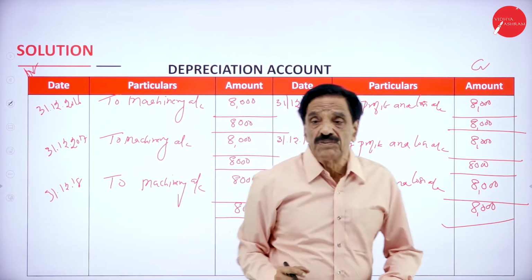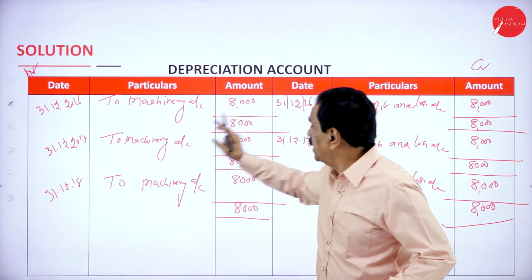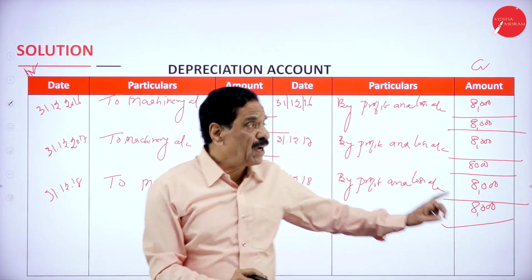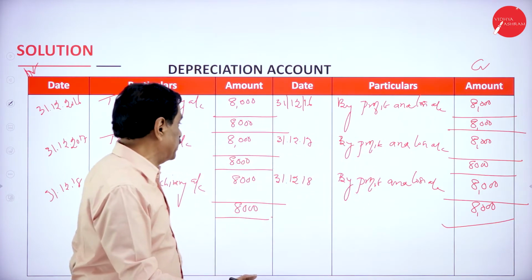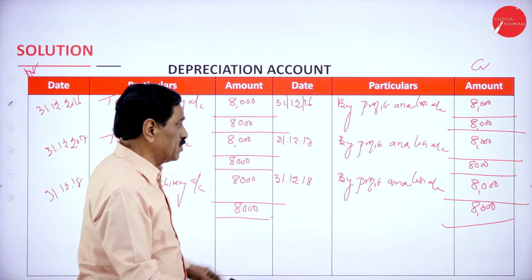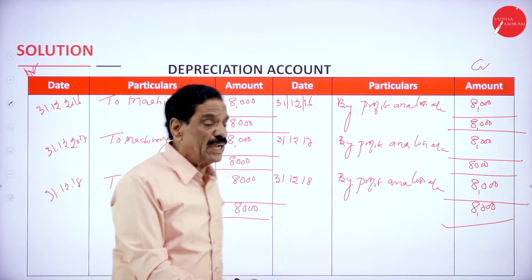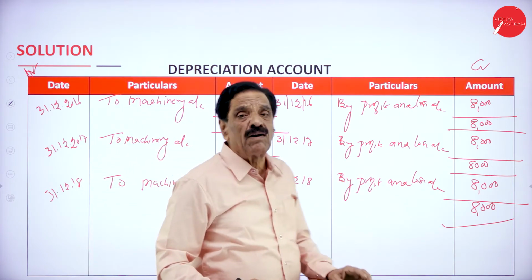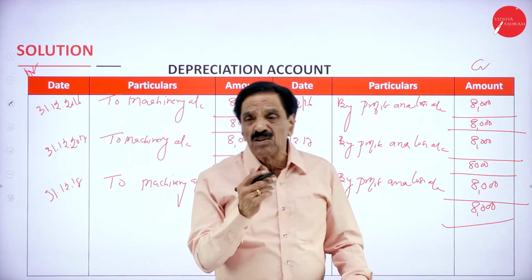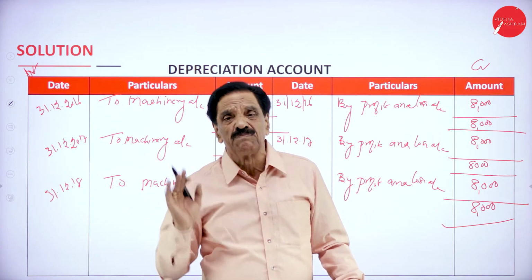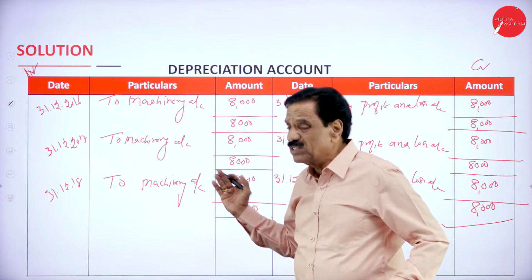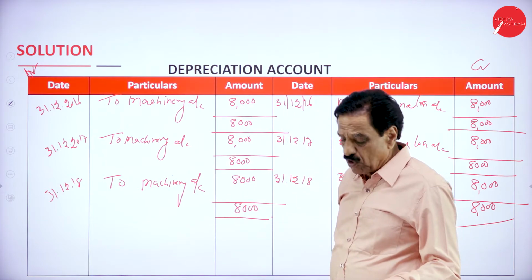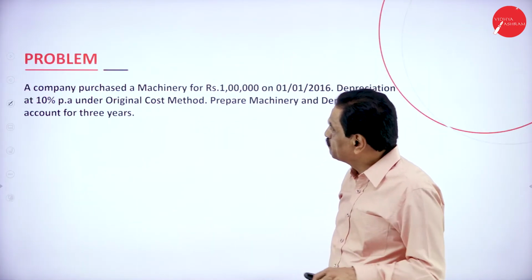8,000. So how to charge? To machinery 8,000, by profit and loss account 8,000 first year; to machinery 8,000, by profit and loss account 8,000 second year; third year also to machinery 8,000, by profit and loss account 8,000. It goes on charging one by one. I think you understood this easily now. We'll move on to the next problem now.